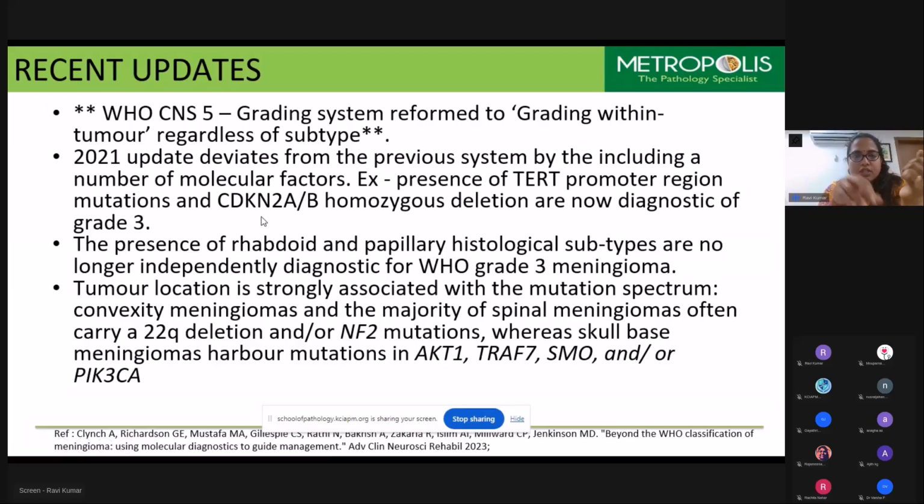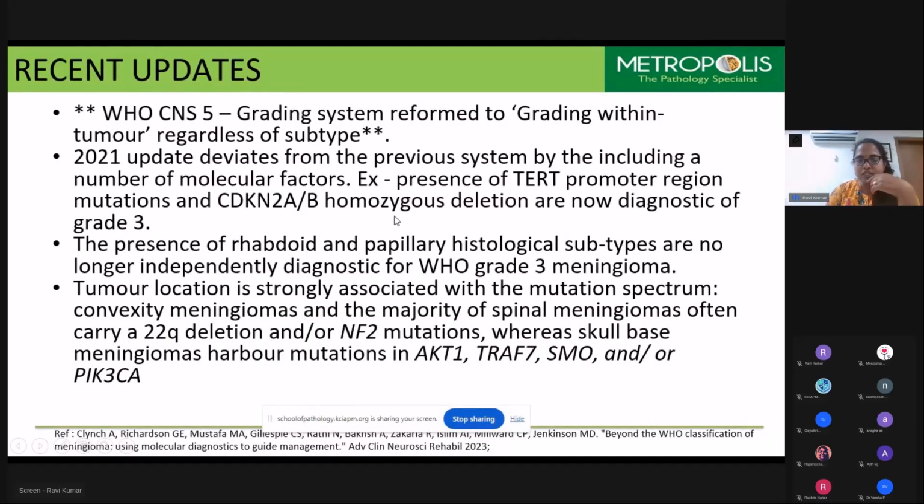Like I mentioned, if there is any atypia, presence of necrosis, or, apart from the typical morphology, formation of solid sheets or solidness, all those things. The 2021 update deviates from the previous system by including a number of molecular factors also. For example, the presence of TERT promoter region mutations and CDKN2A are now diagnostic of grade 3. The presence of rhabdoid and papillary subtypes are no longer independently diagnostic for WHO grade 3.